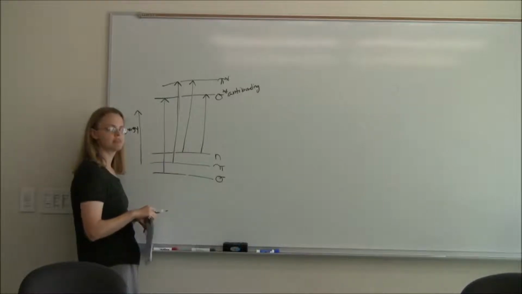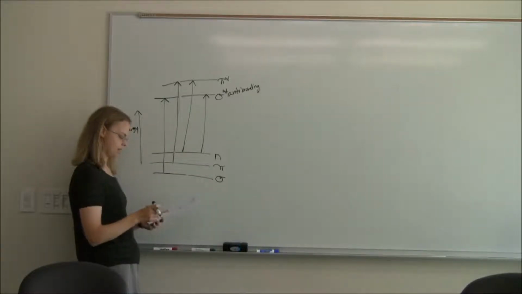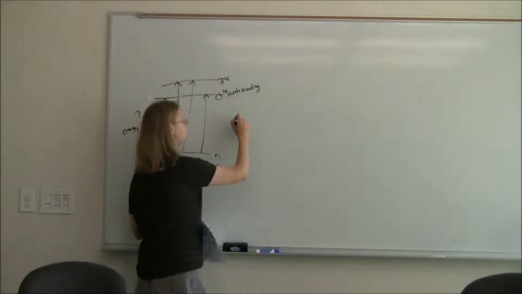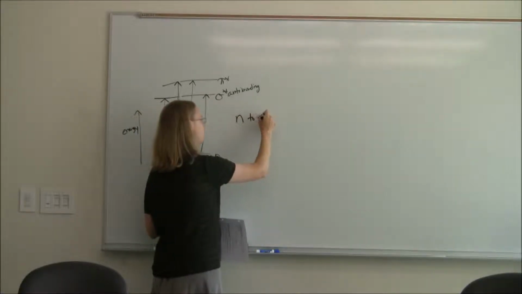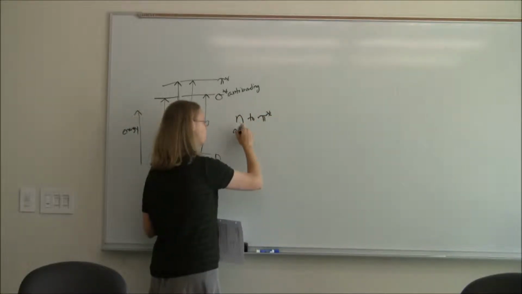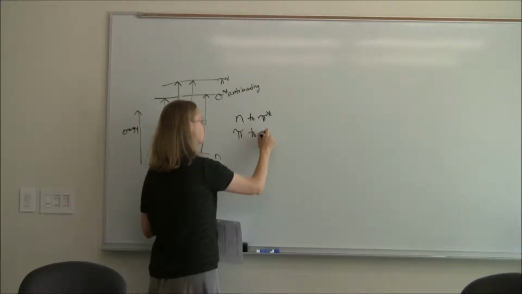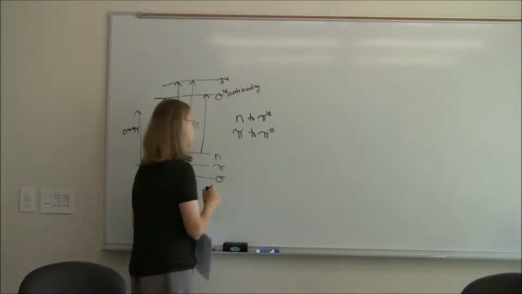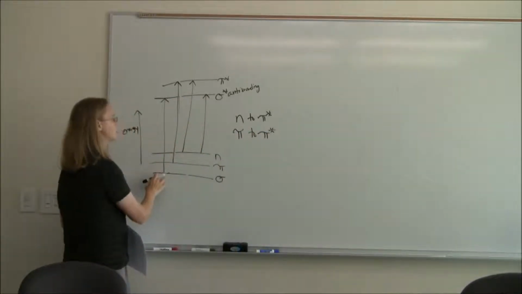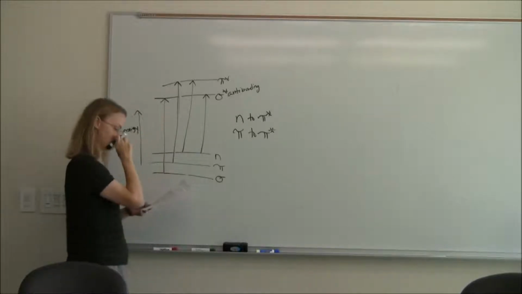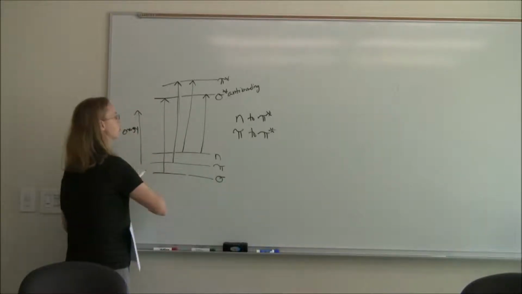But not all of these are equal. It turns out that the n to pi star, and especially the pi to pi star, are the best ones to look at. So it turns out the energy difference to go from the sigma to the sigma star, oops, I drew these wrong.